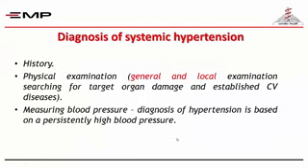Getting to the diagnosis of systemic hypertension, as usual, it's made in the usual steps by history, proper physical examination, including general and local examination, which searches for target organ damage and established cardiovascular diseases and risk factors, and measuring blood pressure. Diagnosis of hypertension is mainly based on persistently elevated arterial blood pressure.